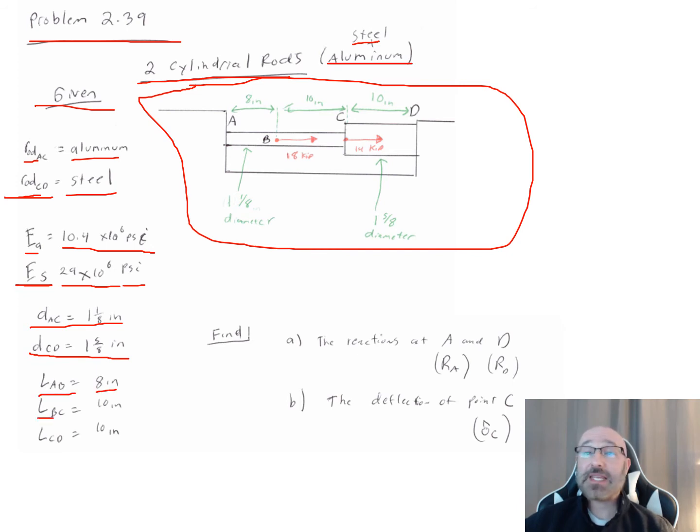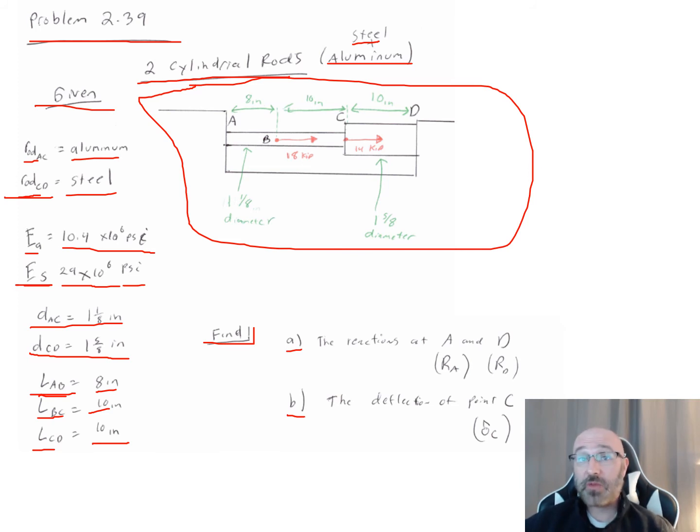From B to C is 10 inches, and my length of C to D is 10 inches there. So even though it's in our diagram right here, having it out with our variable name with the correct indices is going to help us when we start plugging into our equation to solve for what they ask us to solve for, which is, in this case here, two different things, part A and part B. In part A, they want us to find the reactions at A and D.